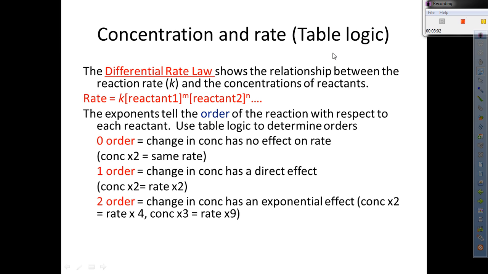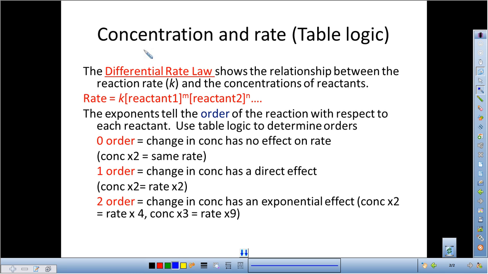So it's really, really important for you guys to latch on to this concept. The differential rate law is concentration versus time. We're dealing with concentration and we're dealing with time. So we're looking at how the rate is affected when the concentrations are changed. That's where the differential rate law comes from: the difference in the rate when you change your concentration.